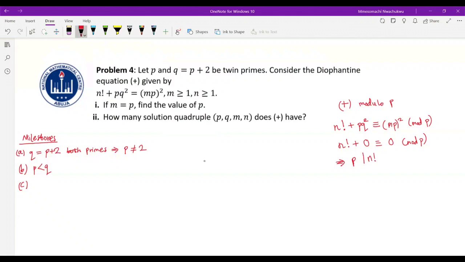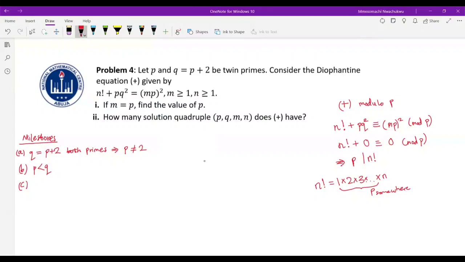Okay? So as you're listing the numbers from 1 up to n, because n! is just listing the numbers from 1 to n, it means you must encounter p. Because p is prime, there's no other number that will divide p apart from p or 1. So for p to divide n!, p must be somewhere here. So what does that imply? It means that p can be at most n or less.